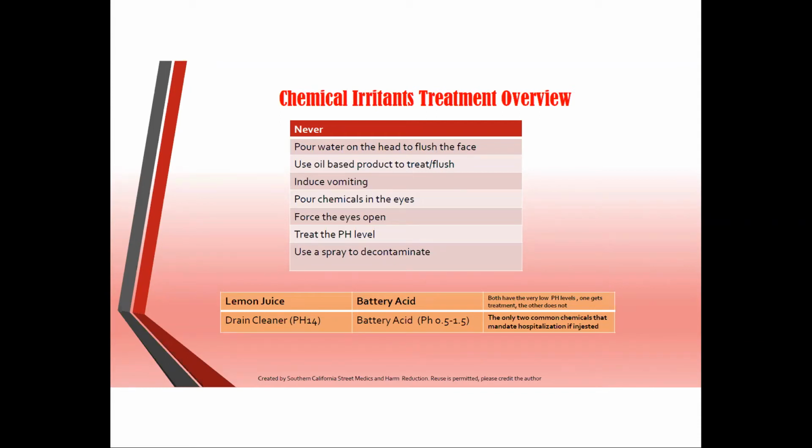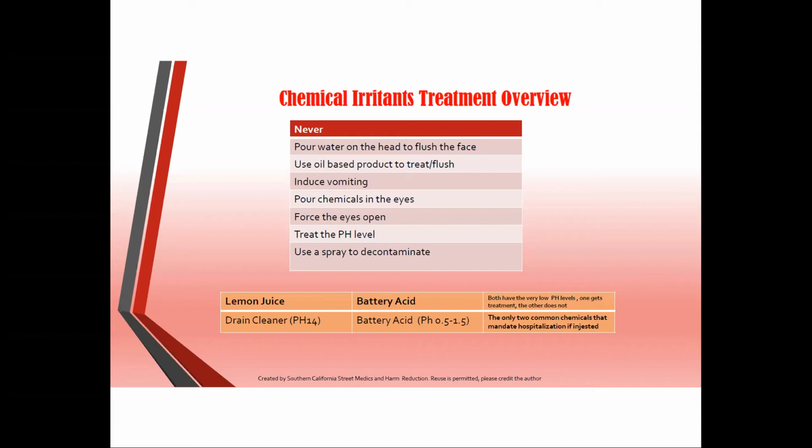The reason I have on the bottom, there's lemon juice and battery acid. Both have very low pH level, less than 2, in fact. However, both get treated differently. The reason I put that up there is just to prove a point. We don't treat pH levels. We don't know what the pH level of anything is because there's multiple companies making these things. They come in various different pH levels. We don't care what the pH level is. It's not the pH of the chemical irritant that's going to hurt you.